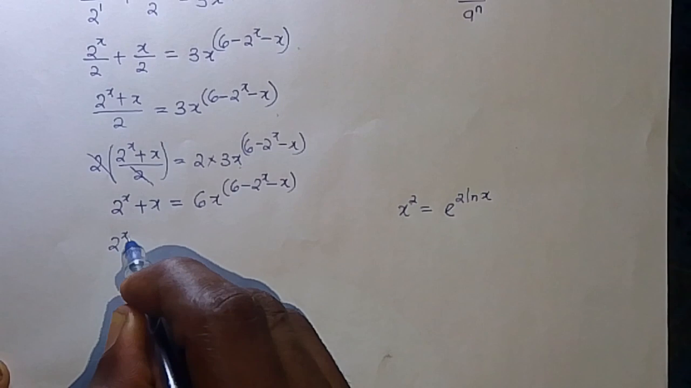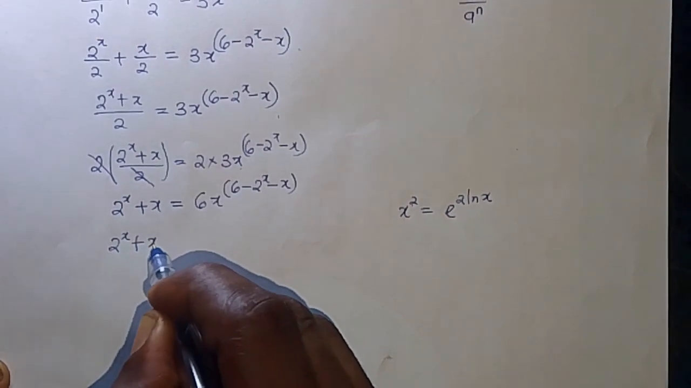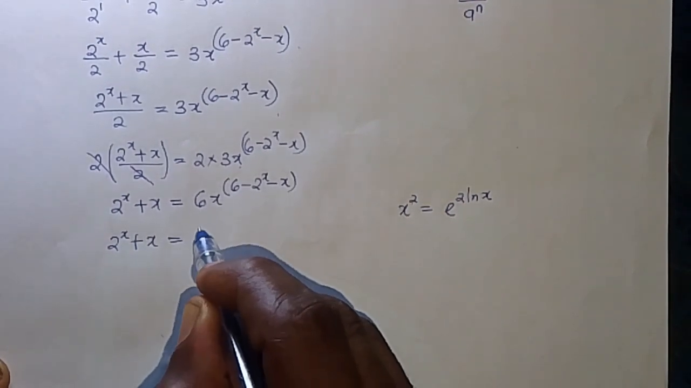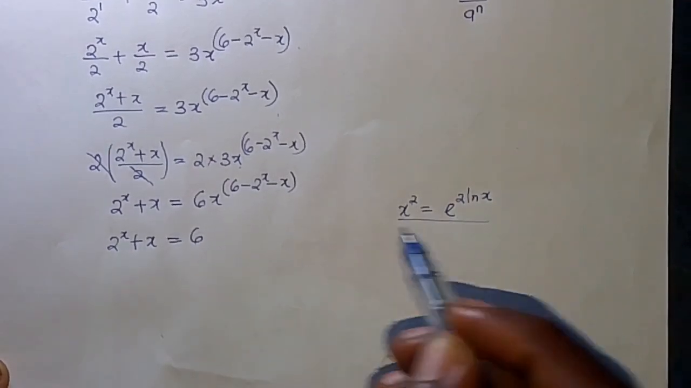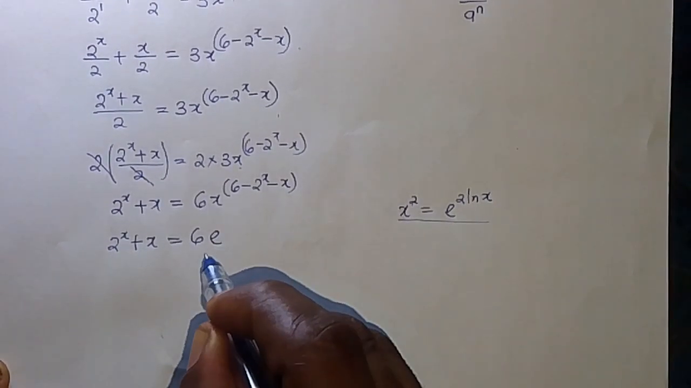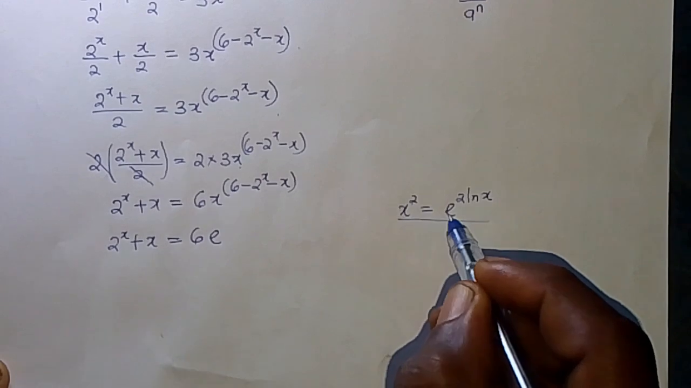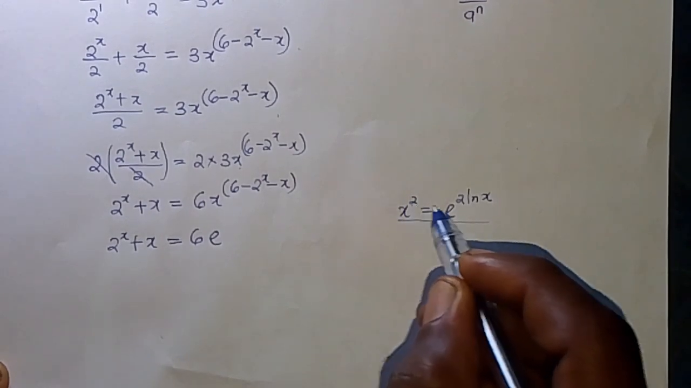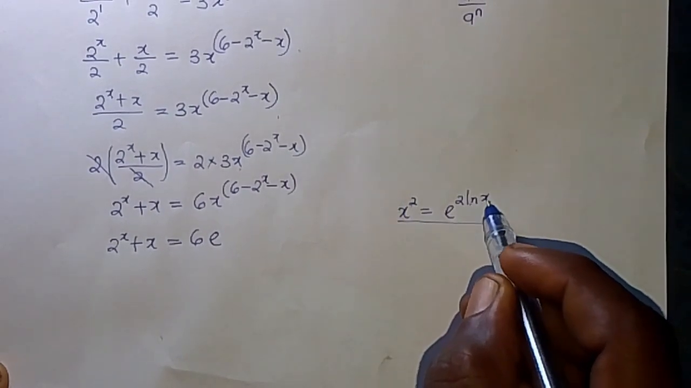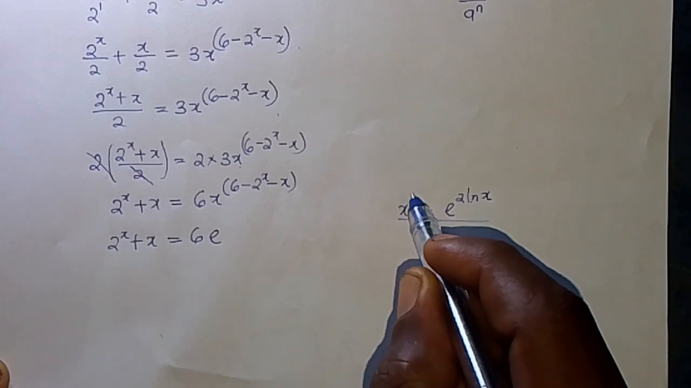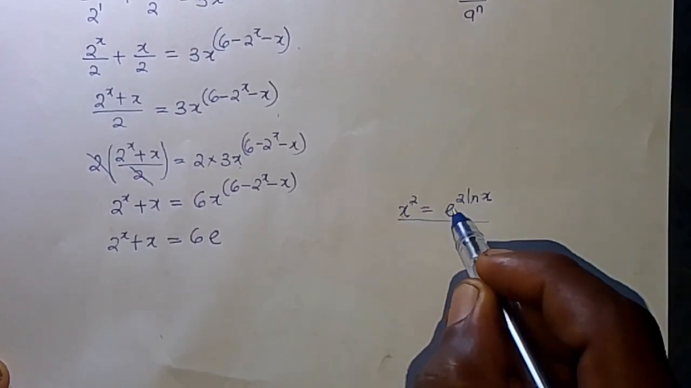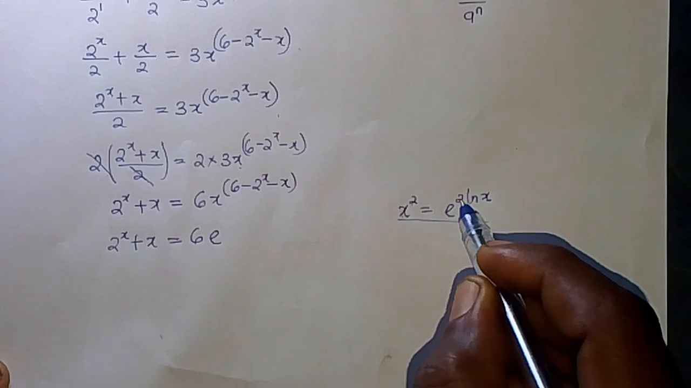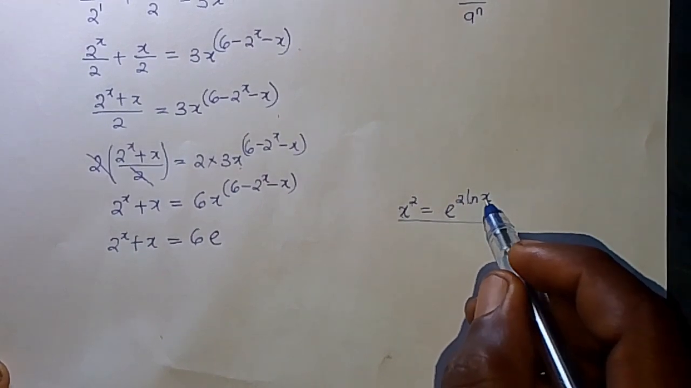2 to the power of x plus x equals 6. Then we apply this law, and we will have e to the power of the exponent multiplied by the ln of the base. Because this 2 is the exponent of x here and the base is x, we have e to the power of 2 multiplied by ln of the base x.